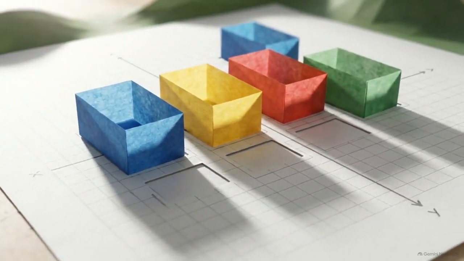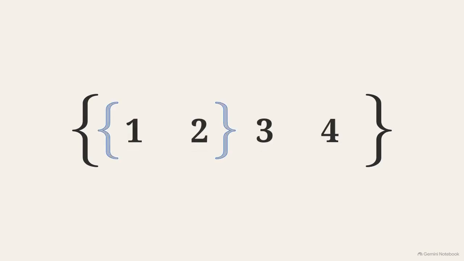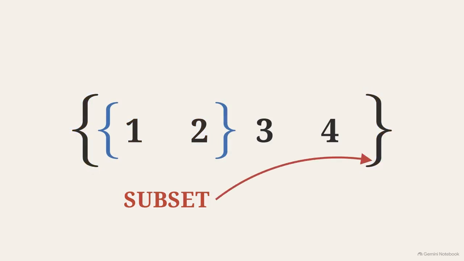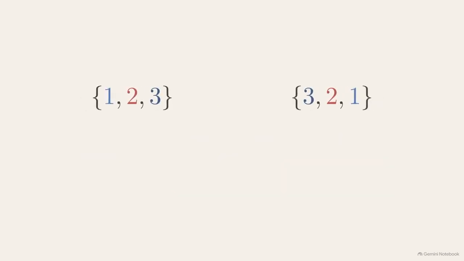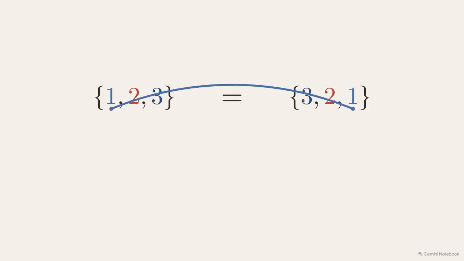Looking closely at this diagram, we have a large bracket holding the numbers 1, 2, 3, and 4. But notice the smaller set holding just 1 and 2 is nested completely inside it. We call that smaller box a subset. If everything in the tiny box is also in the big box, it's a subset. Now watch what happens when we compare these two sets, {1, 2, 3} and {3, 2, 1}. Mathematically, these are equal sets. The order is jumbled, but they hold the same exact toys.